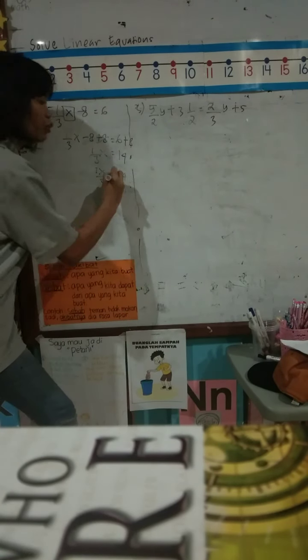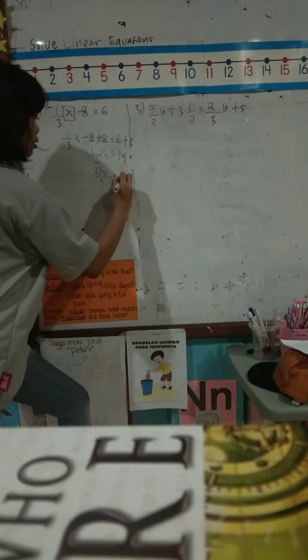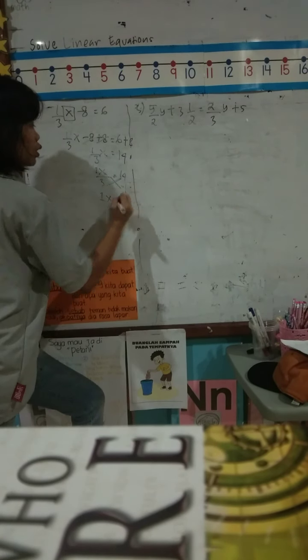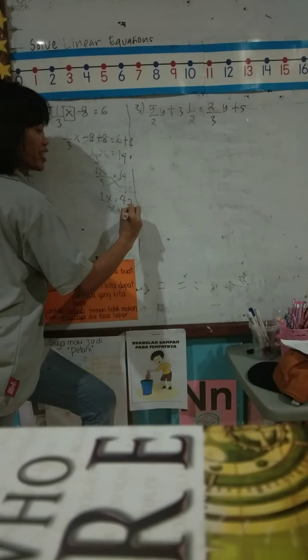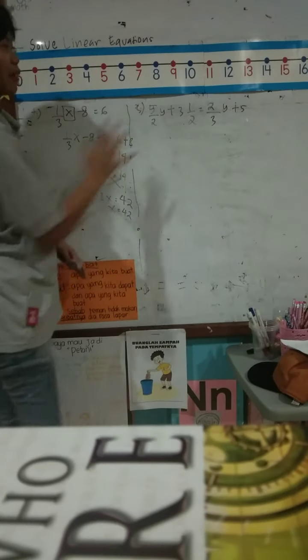And then we just cross multiply. And then you get 1x times 1, 1x equals 14 times 3, 42. So x equals 42. Just that. Next question is this one.